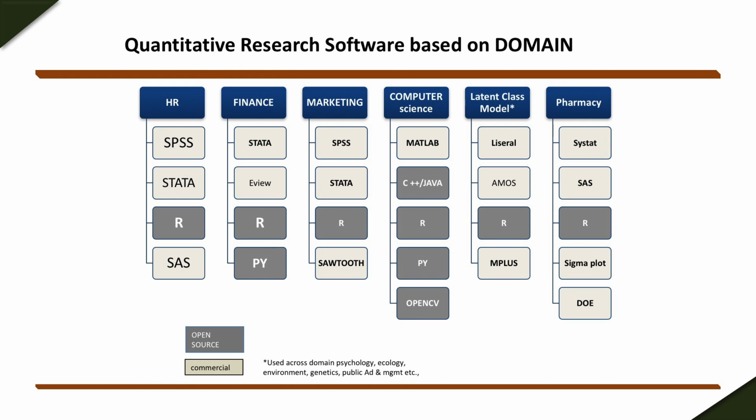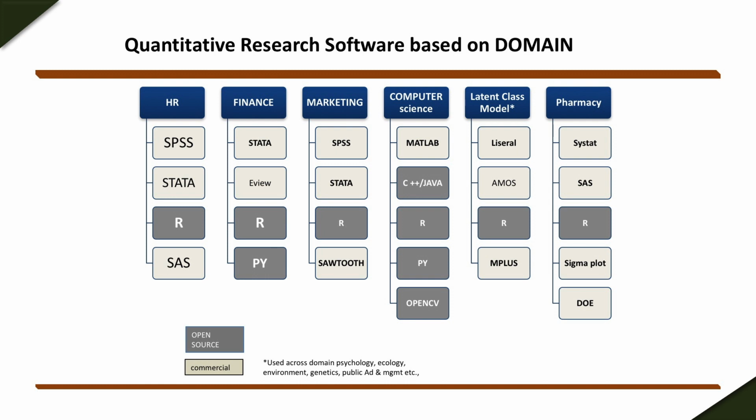And when it comes to latent class models, which are used in quite various domains like psychology, ecology, environmental genetics, public administration and management, etc., we can use LISREL, AMOS, R, and Mplus. LISREL is the original software. Now it is fading slowly over a period of time, and AMOS picked up like anything. And now R is also equally competing with AMOS. And Mplus is a good software, but in terms of presence, especially in India, visibility is very low.